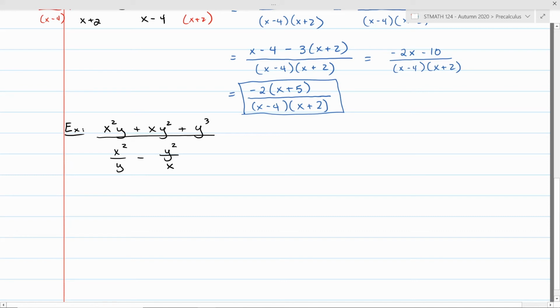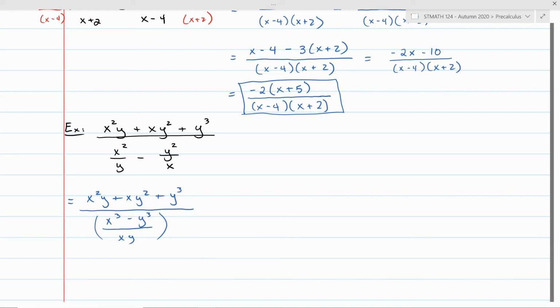Or another thing you can do is do the process of getting a common denominator in the denominator and numerator separately. In this case, the numerator doesn't involve fractions, so I wouldn't have to get a common denominator up there, but in the denominator, I could get a common denominator. So I think I'm going to go that route. And so I would write this as x squared y plus xy squared plus y cubed. Okay, if I do the process of getting a common denominator of x times y in the denominator, then I would get x cubed minus y cubed over xy. So all I did was get the common denominator in the denominator of the compound fraction.